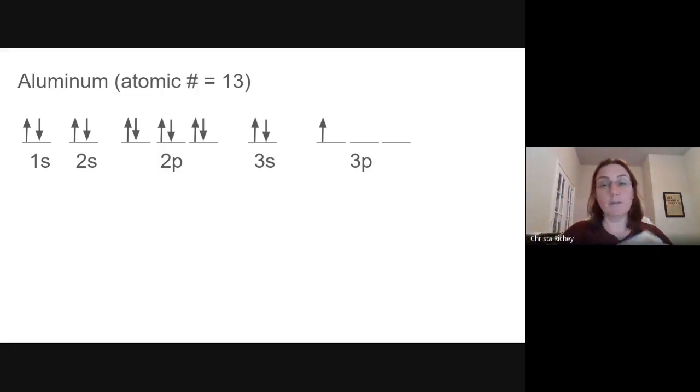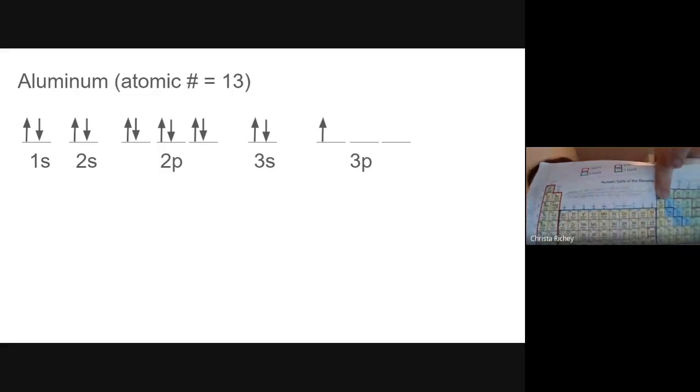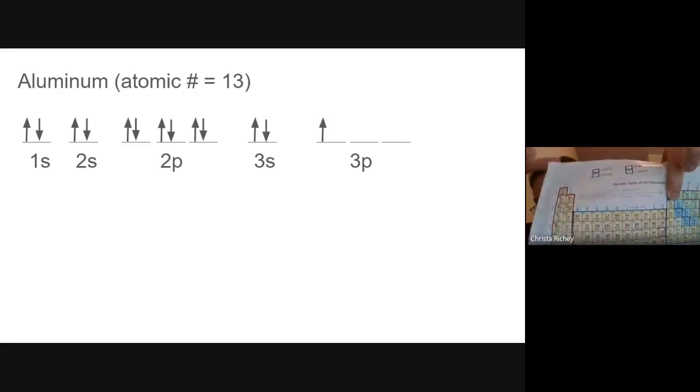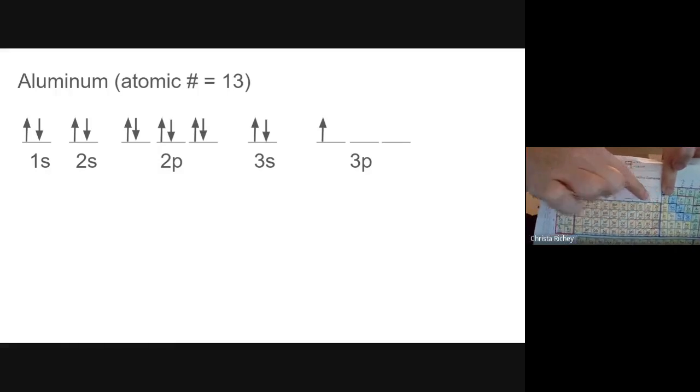And on the periodic table, so aluminum is right here, just below my finger. It is in the 3rd shell down, in the P block, and it is the first element over.